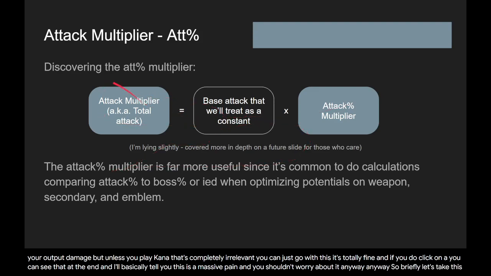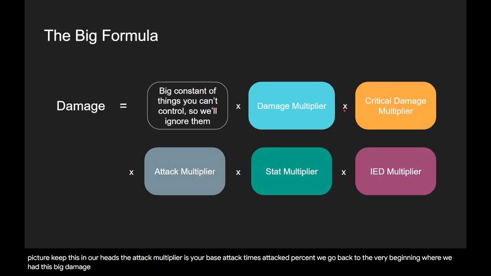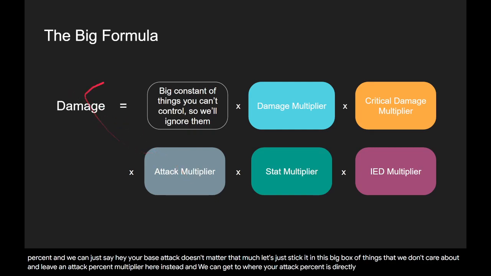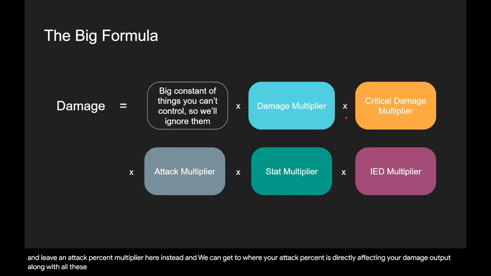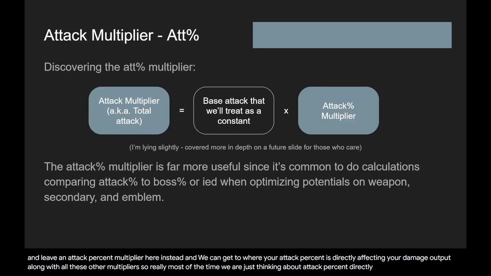So briefly, let's take this picture, keep this in our heads. The attack multiplier is your base attack times attack percent. If we go back to the very beginning where we had this big damage formula and we had this attack multiplier, we can basically break this into two boxes of your base attack times your attack percent. And we can just say, hey, your base attack doesn't matter that much. Let's just stick it in this big box of things that we don't care about and leave an attack percent multiplier here instead. And that's how we can get to where your attack percent is directly affecting your damage output, along with all these other multipliers. So really, most of the time, we are just thinking about attack percent directly affecting your damage output.